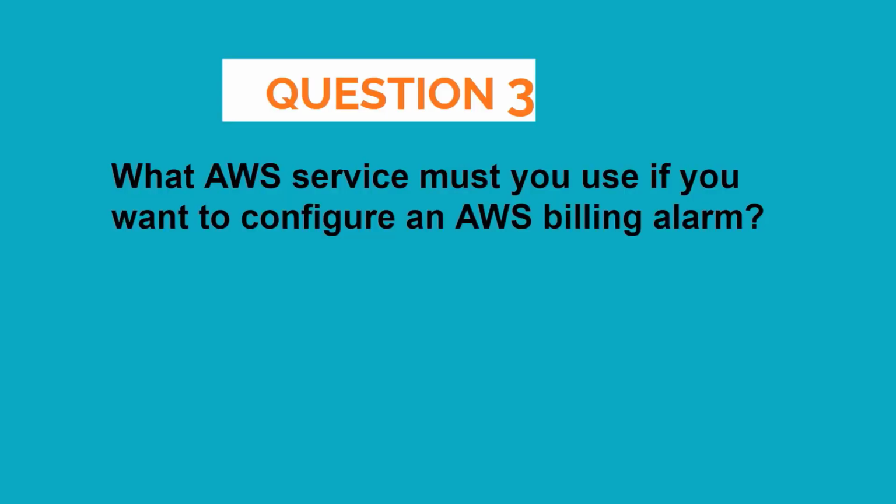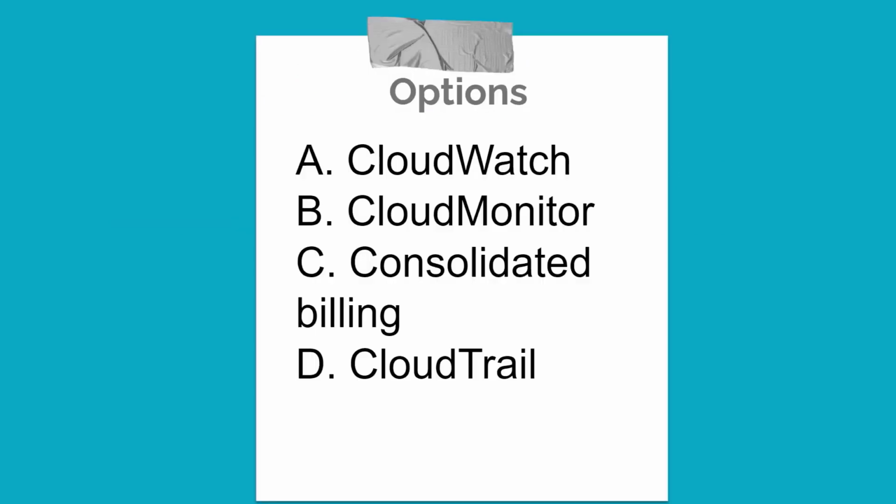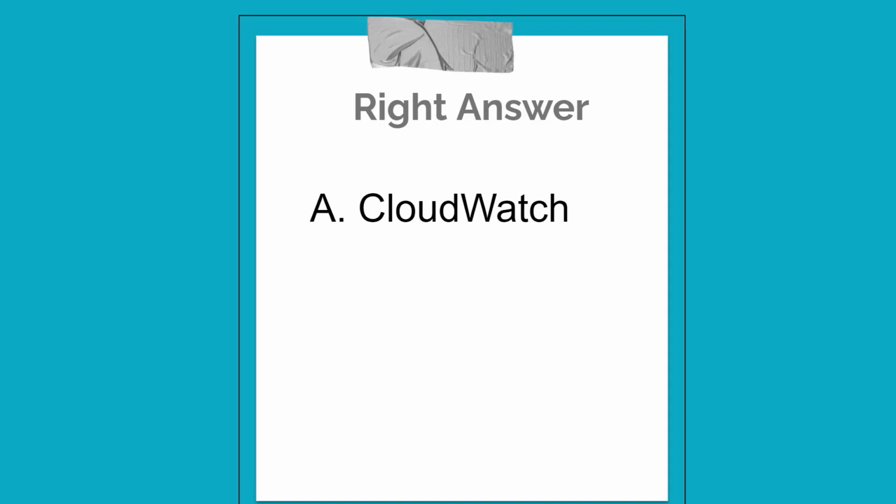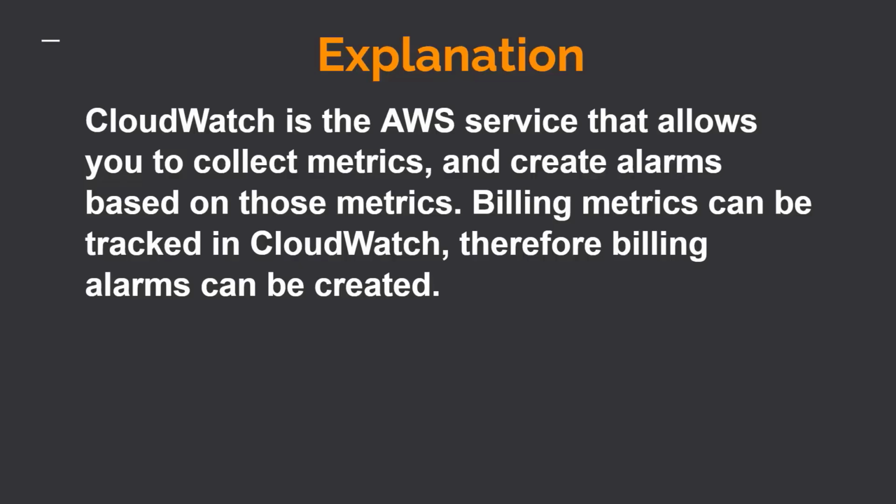Question 3. What AWS service must you use if you want to configure an AWS billing alarm? Option A. CloudWatch. B. Cloud Monitor. C. Consolidated Billing. D. CloudTrail. Right answer is A. CloudWatch. Explanation. CloudWatch is the AWS service that allows you to collect metrics and create alarms based on those metrics. Billing metrics can be tracked in CloudWatch. Therefore, billing alarms can be created.